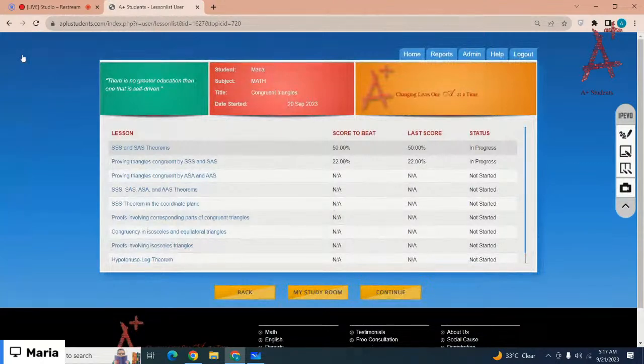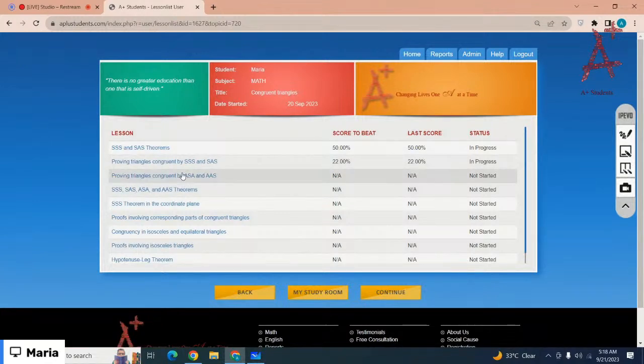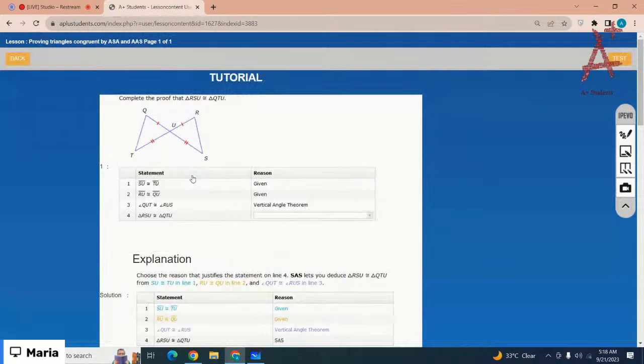Proving triangles congruent by angle-side-angle and angle-angle-side, right? Let's just start with the practice questions. Okay, what's wrong with this one? Okay, let's see.